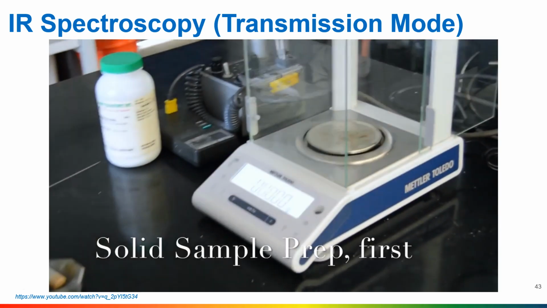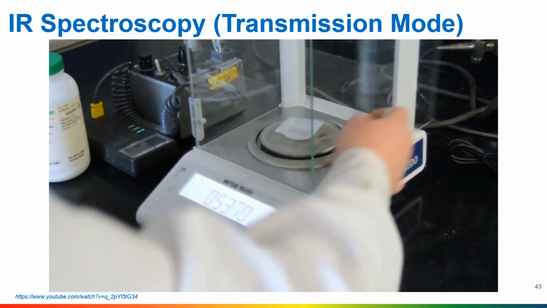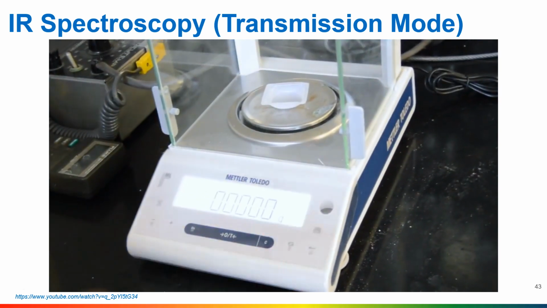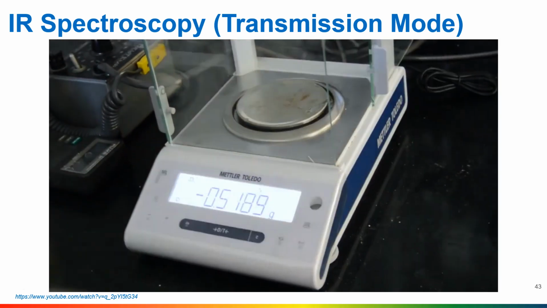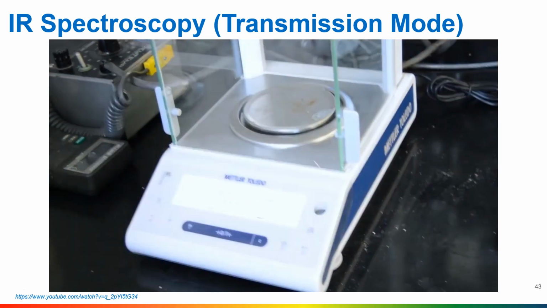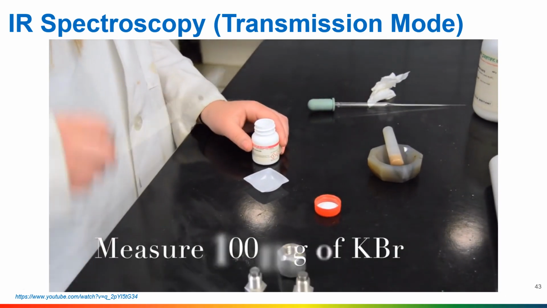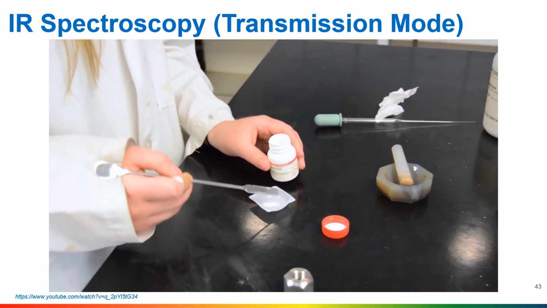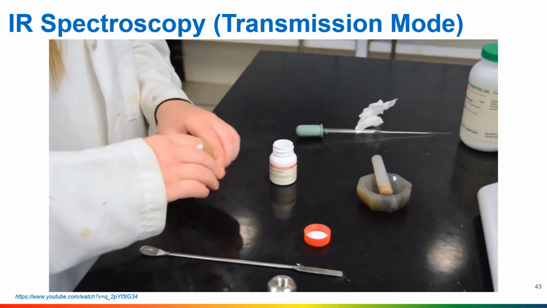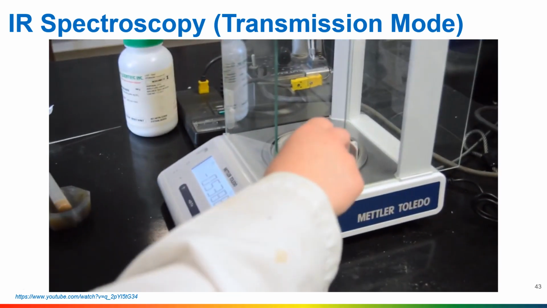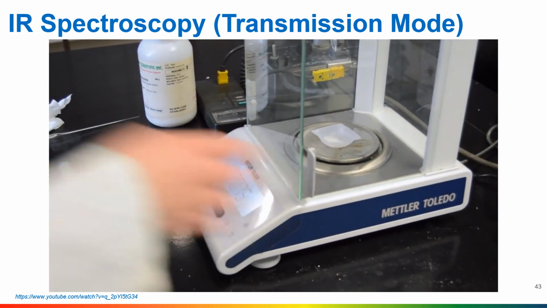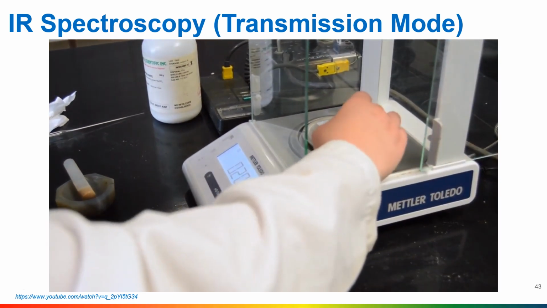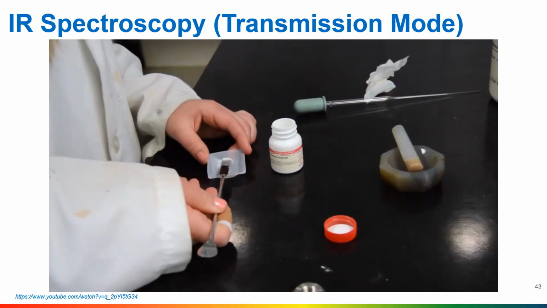To prepare a solid sample for the IR, you will need the potassium bromide located in the desiccator. The first step to preparing your sample is to zero the balance with an empty weigh boat. Measure out approximately 100 milligrams of the potassium bromide into the tared weigh boat. We initially had too much and had to remove some of it to get the correct amount. You should do the same to get as close as possible to 100 milligrams.